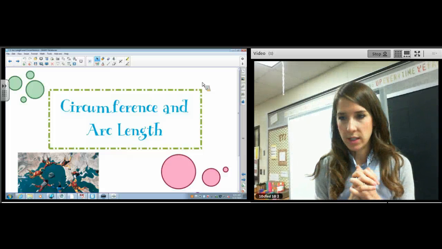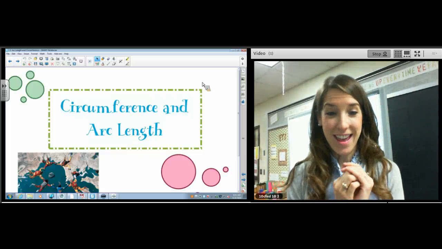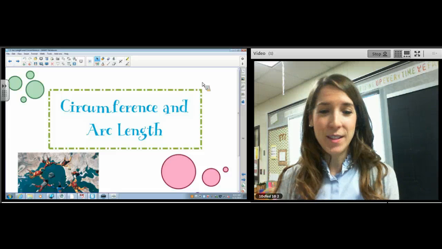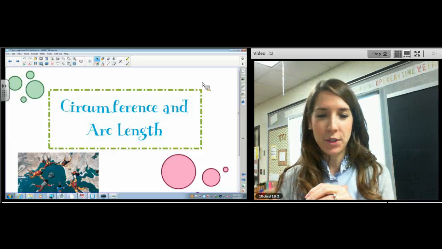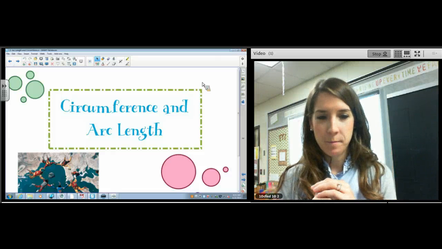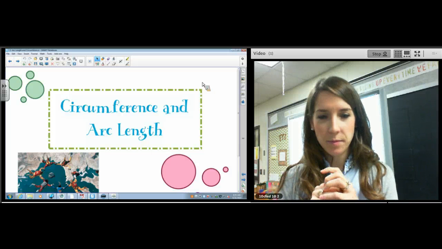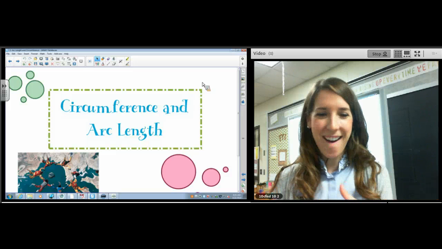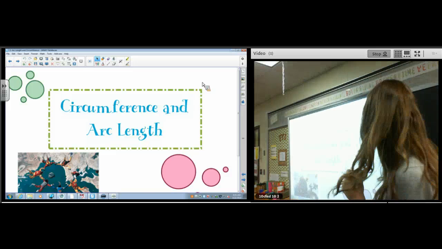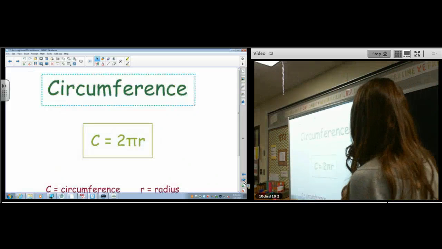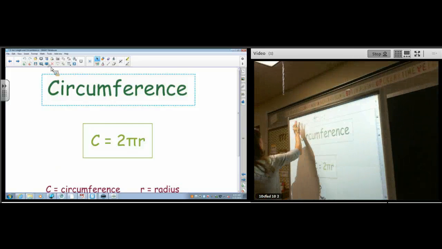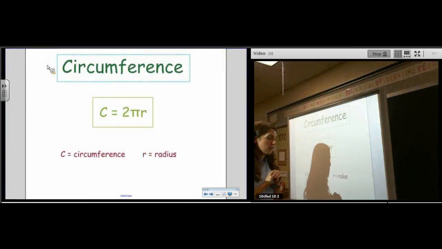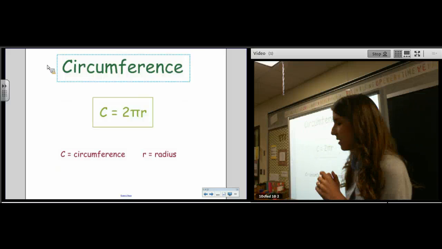This should be short and sweet. Circumference and arc length. So we already know circumference. What formulas come to mind when I say circumference? Two pi r and pi d. Very good. Perfect. So this is old news. Circumference is 2 pi r, or also known as pi d.